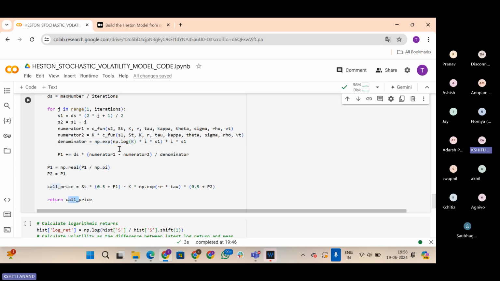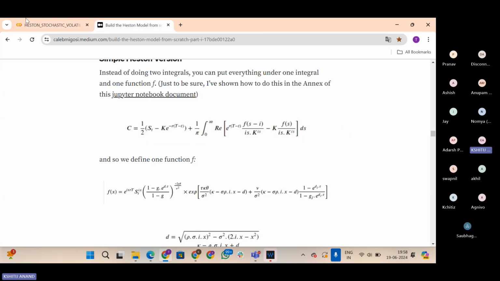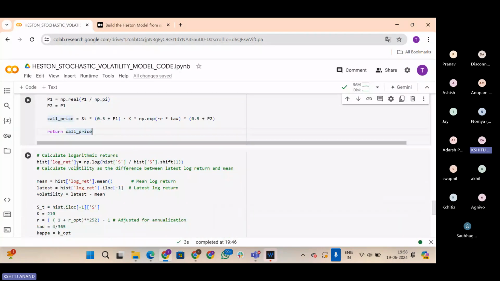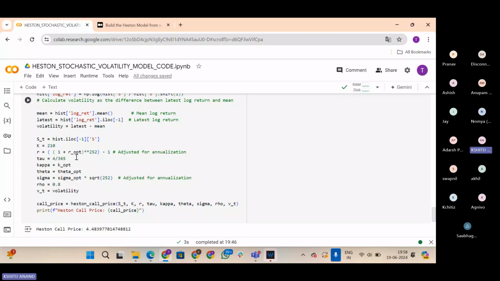So this is just very easy to implement if you see it by yourself, line by line. When you see this equation and when you see this code, you will be able to understand it in detail. What is the call price? Once you get the call price, you can put everything. So basically, you can get everything.